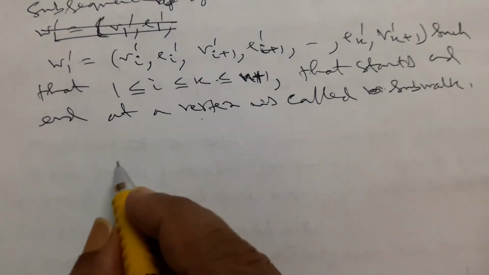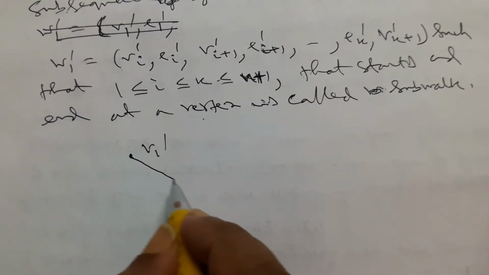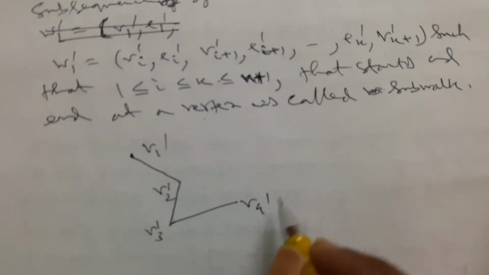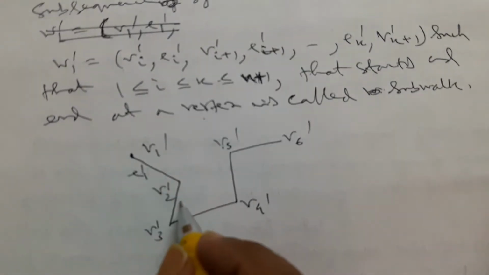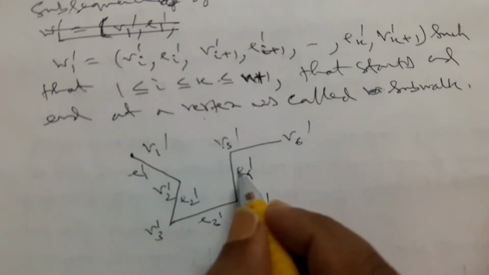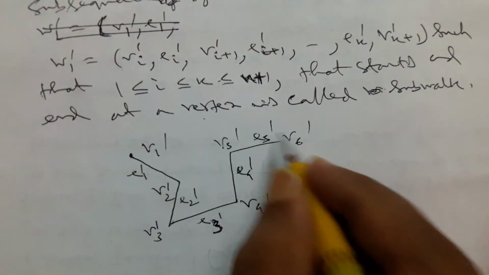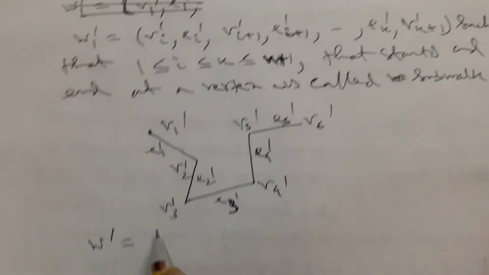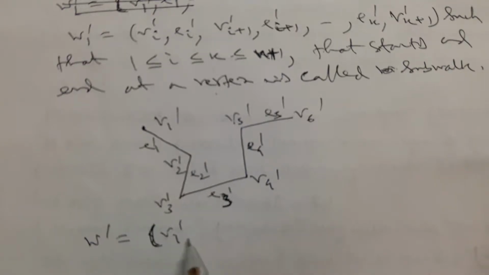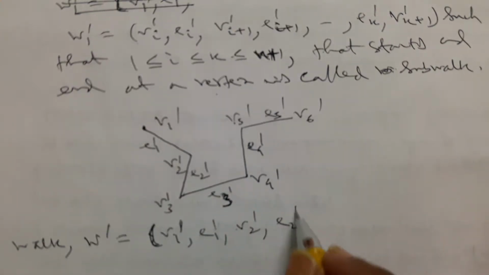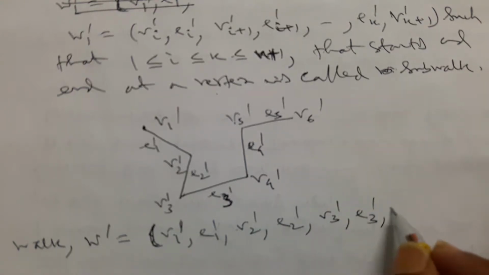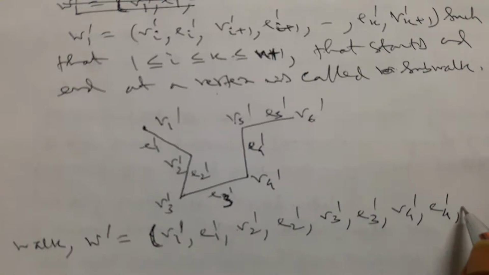If we consider the pictorial representation like this, with vertices v1', v2', v3', v4', v5', v6' and edges e1', e2', e3', e4', e5', and we consider this as w', it is a walk: v1', e1', v2', e2', v3', e3', v4', e4', v5', e5'.